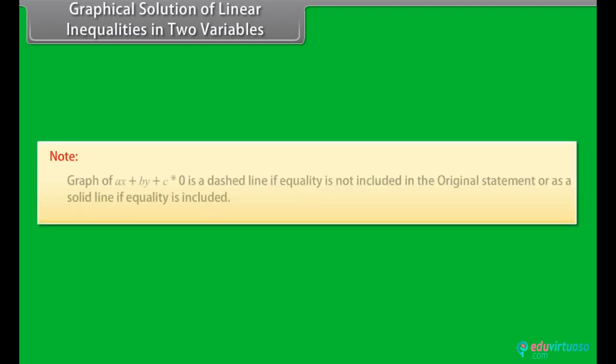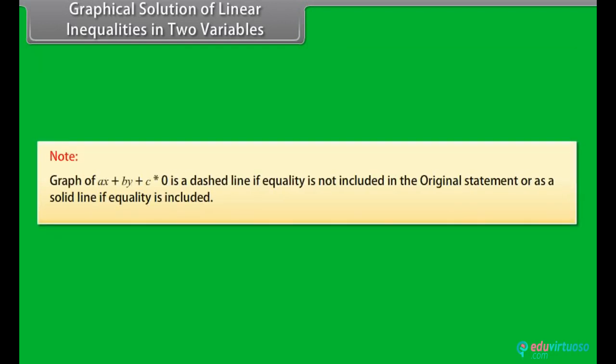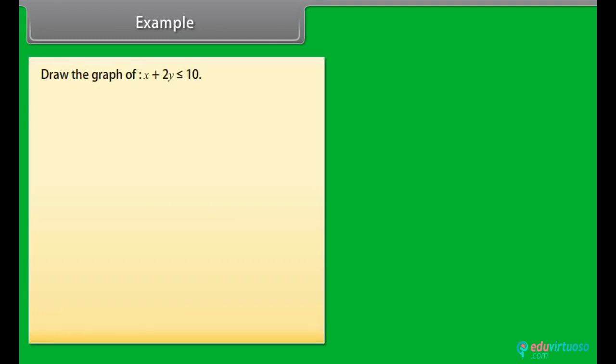Note, the graph of ax plus by plus c is equal to 0 is a dashed line if equality is not included in the original statement, or a solid line if equality is included. Example. Draw the graph of x plus 2y less than or equal to 10.